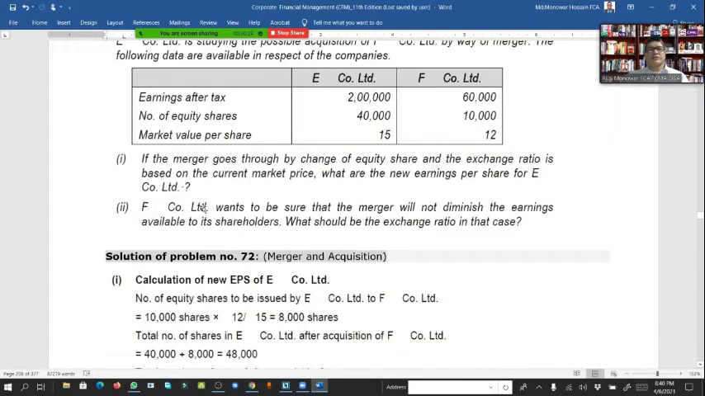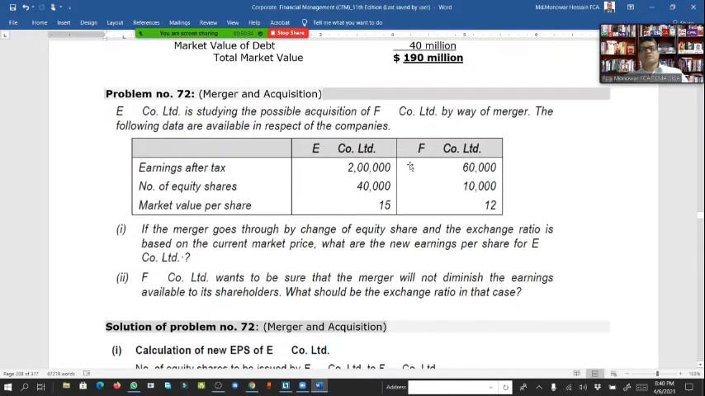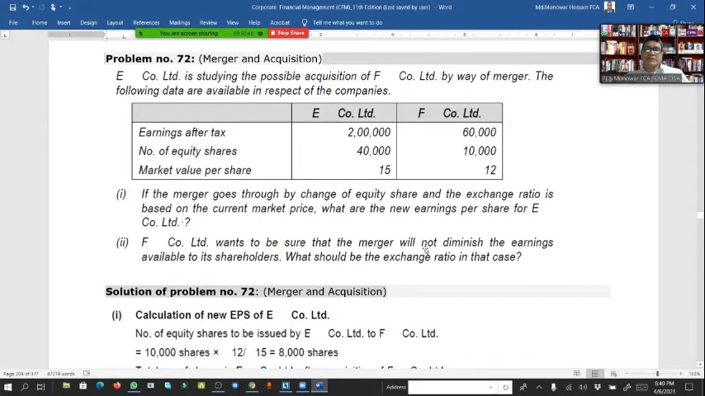Number 1 is okay. Now, if E Company Limited wants to be sure that the merger will not diminish the earnings available to its shareholders, look here: the company's EPS is now taka 6, but it wants that EPS to remain the same. What would be the exchange ratio in this case?